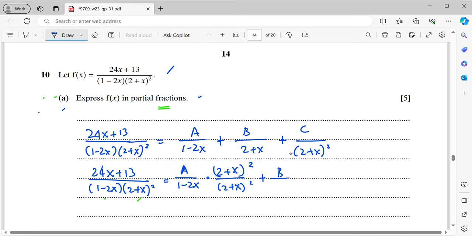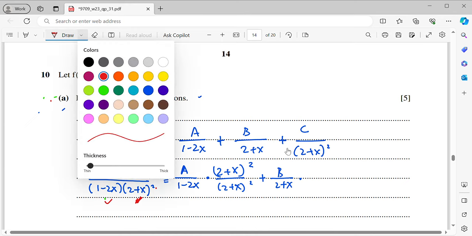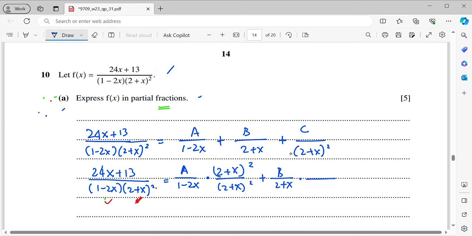Then for the second term, B over 2 + x. Now you are given degree 1, so I still need degree 1 of the second factor. So it will be (1 - 2x) multiplied with (2 + x). Then plus C over (2 + x)^2. Obviously the second factor is given, so I need to times by 1 - 2x.